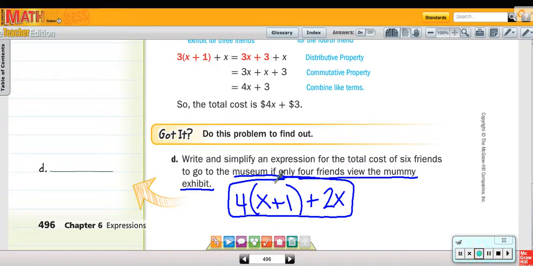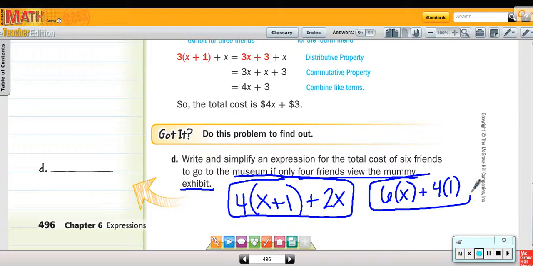Or I could also do this. Let's say I want to start with the 6 friends. Well, 6 friends pay for admission, which is X. Didn't all 6 friends pay for admission? Yes. Plus, 4 friends paid for just the mummy exhibit. Both of these expressions would be fine for starting out. That would be the writing part. This is what we're looking at here.